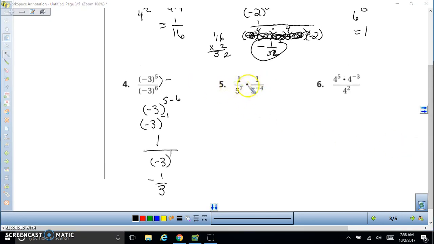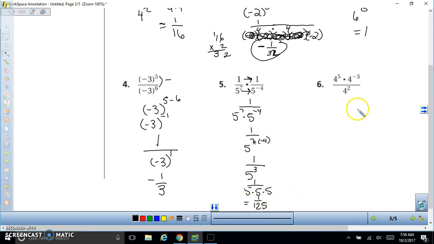Number 5, we're going to multiply our fraction, and so we'll have 1 over 5 to the 7th times 5 to the negative 4. Product of powers in the denominator, so 1 over 5 to the 7 plus negative 4. Now we'll have 1 over 5 cubed, and that will be 1 over 5 times 5 times 5, and it does say evaluate, so 1 over 125. 5 times 5 is 25, and then 25 times 5 is 125.